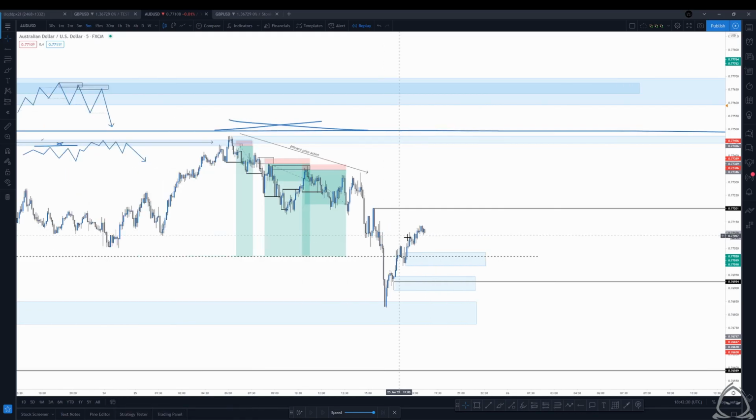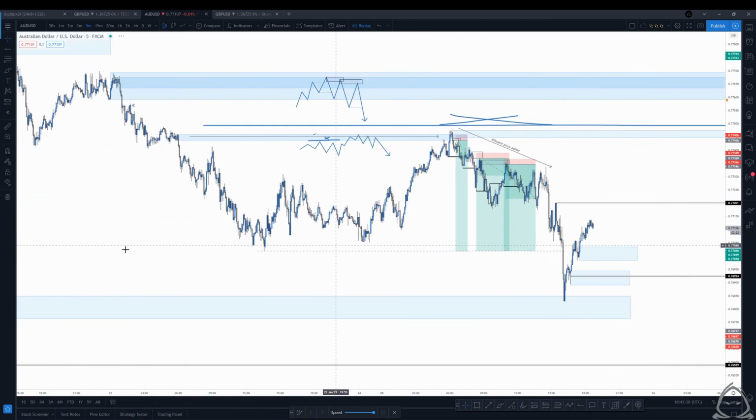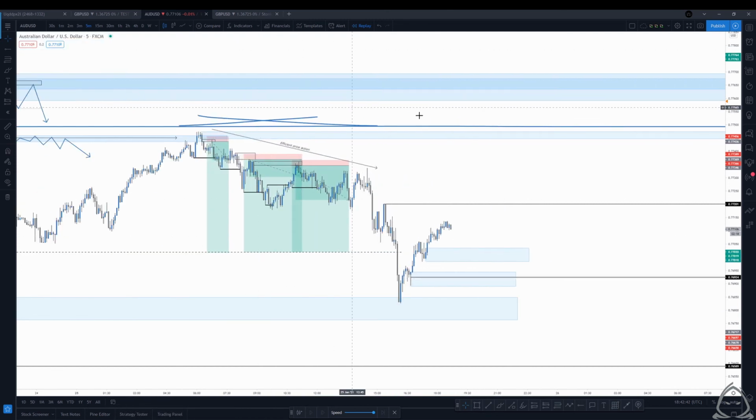It's just a game of patience at this point. We haven't broken 5-minute structure, so I'm planning my trade. I'm looking to see what's going to happen next, but as of right now, we haven't actually confirmed anything. It's just more pre-planning on my end.